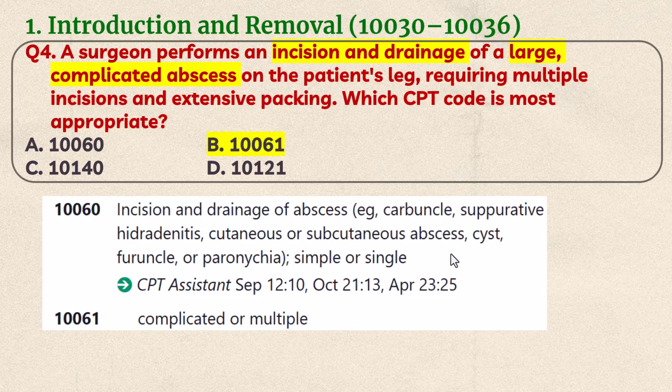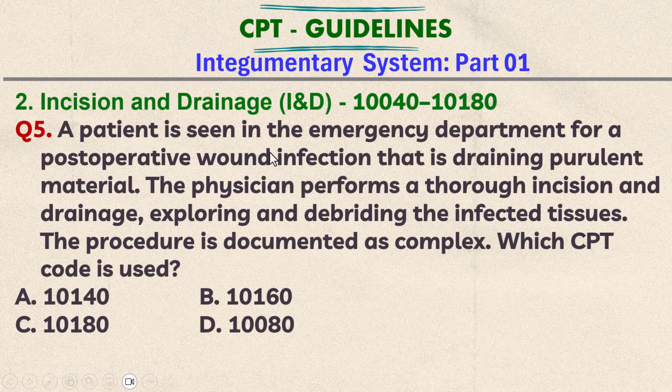Once you go to the tabular list, you can see 10,060 is incision and drainage of abscess, for example carbuncle, suppurative hidradenitis, cutaneous and subcutaneous abscess, furuncle, paronychia, simple or single. But in our case, it's a complicated abscess. So 10,061 is complicated or multiple. So this is the correct code. The correct answer will be answer B. So let's see another example.